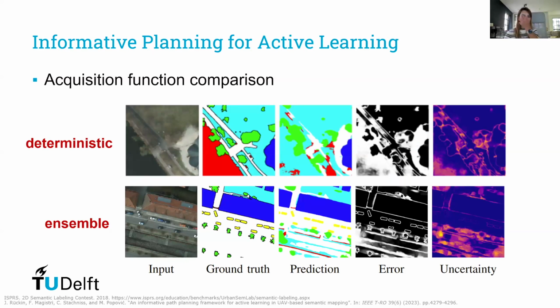So from left to right, we see the input and the ground truth, which we took from the data set, the prediction, the output of our network, the error with respect to the ground truth, and finally the uncertainty. So we want to check how well the uncertainty correlates to the error. So we would expect that higher error leads to higher uncertainty.